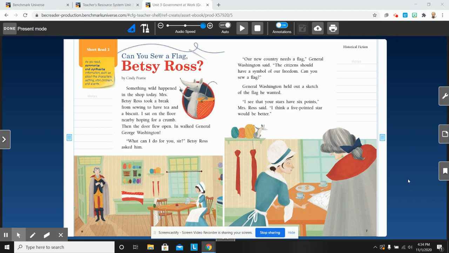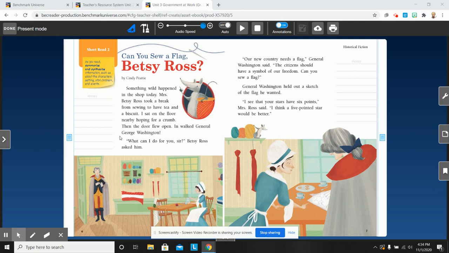As we read this story, Can You Sew a Flag, Betsy Ross by Cindy Peaty. "Something wild happened in the shop today. Mrs. Betsy Ross took a break from sewing to have a tea and a biscuit. I sat on the floor nearby, hoping for a crumb. Then the door flew open, and in walked General George Washington."